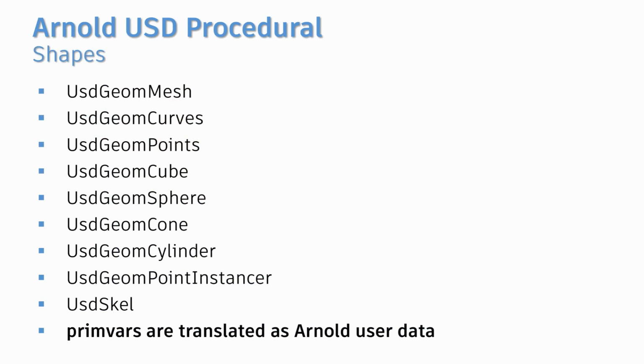The procedural supports the vast majority of USD shapes. It's important to note that prim vars are translated as user data and thus available in Arnold to drive the shading, for example.